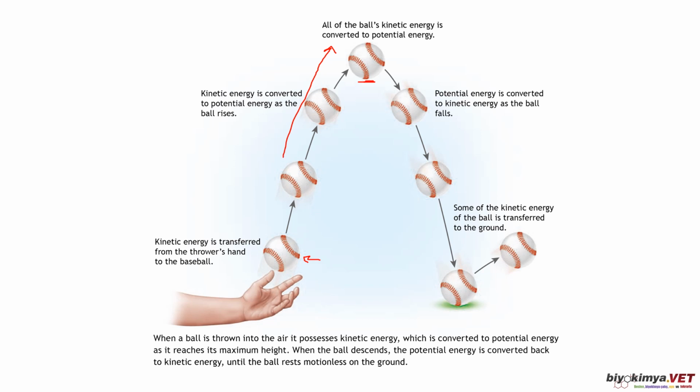All of the ball's kinetic energy is converted to potential energy when it reaches the maximum height. And when the ball descends, the potential energy is converted back to kinetic energy. So here, when the ball starts to descend, potential energy starts to be converted to kinetic energy. And when the ball hits the ground, some of the kinetic energy is transferred to the ground.